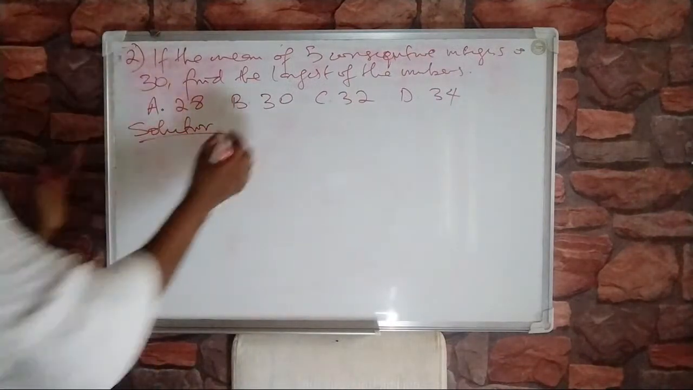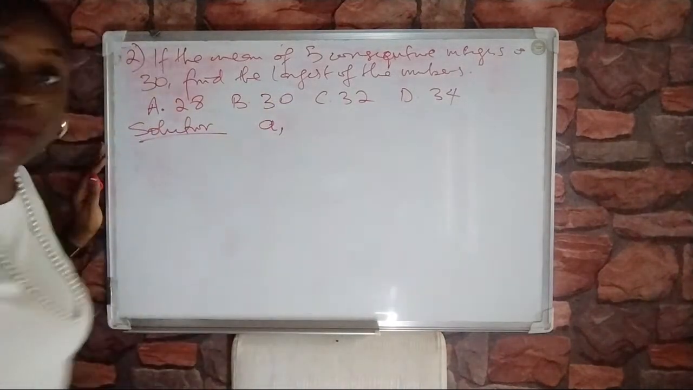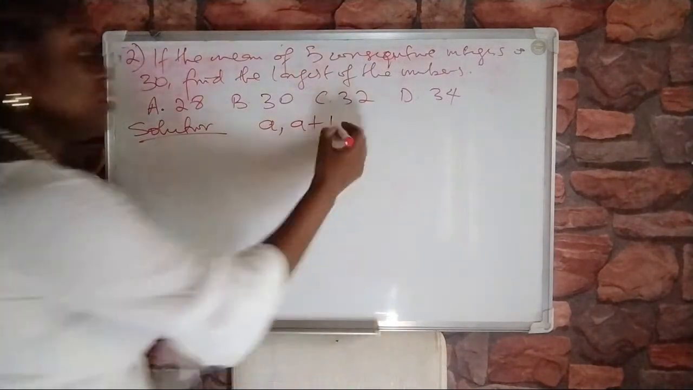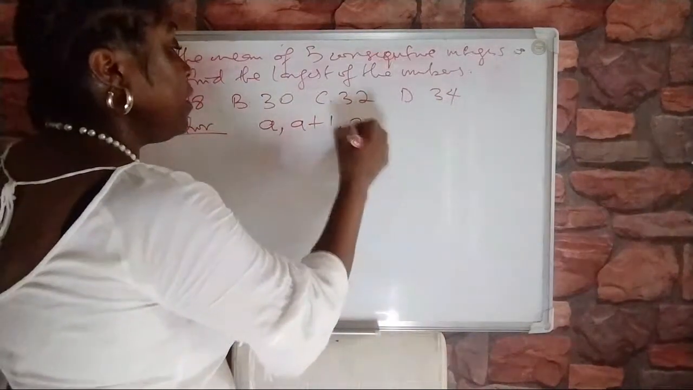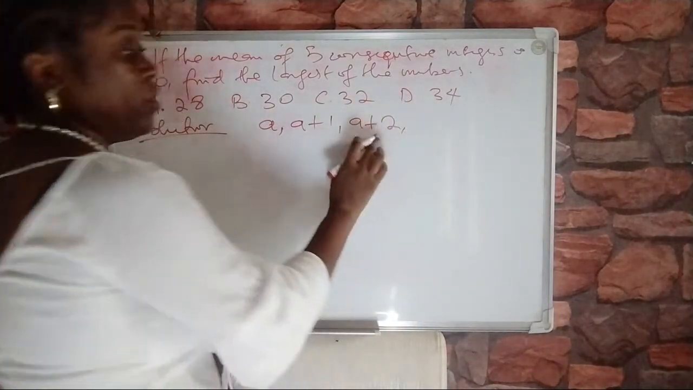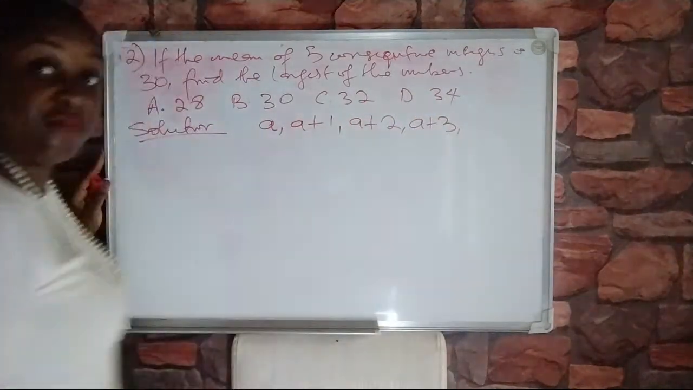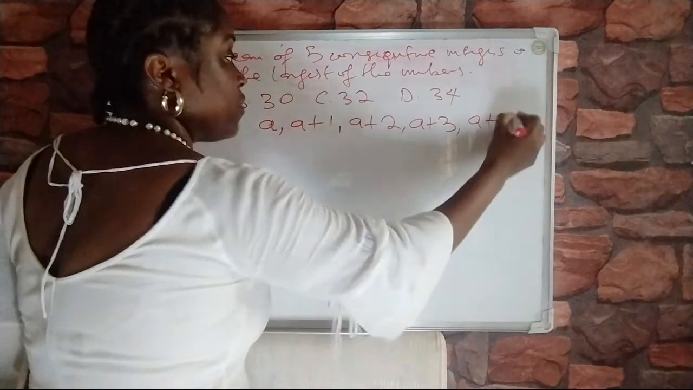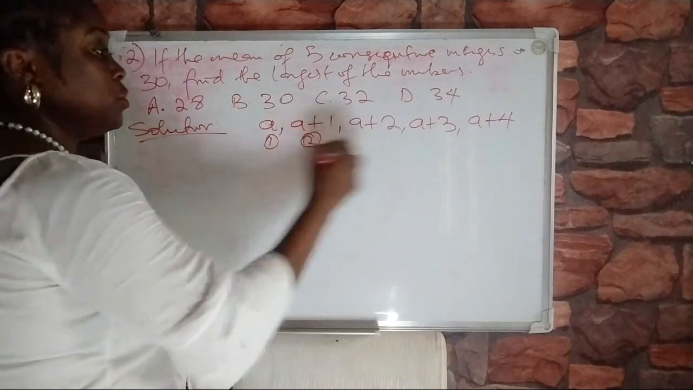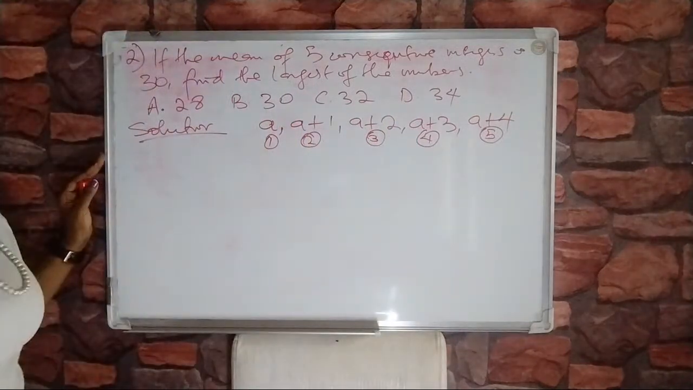So let's assume that the first number is A. The next consecutive number will be A plus 1. Remember, it's an integer. The second number will be A plus 2, the third A plus 3, the fourth A plus 4... So we have 5 numbers: 1, 2, 3, 4, and 5.